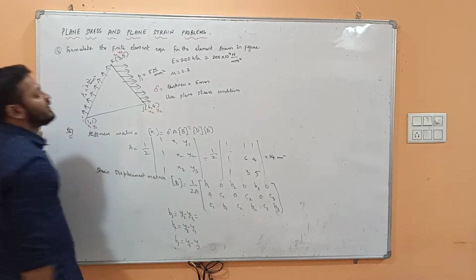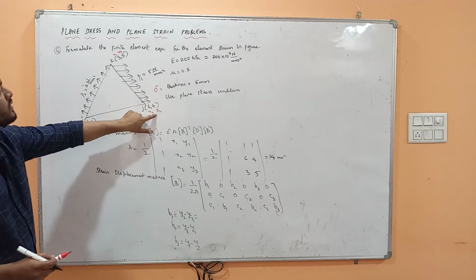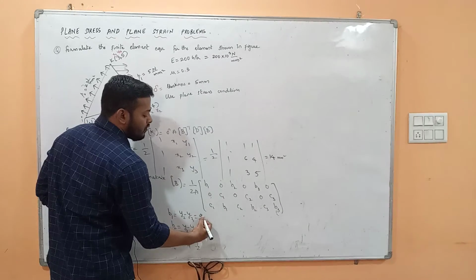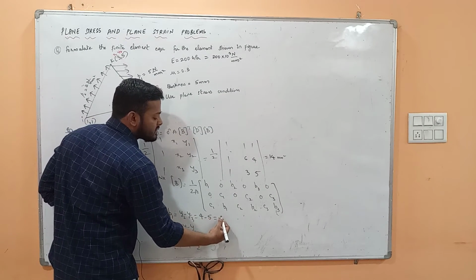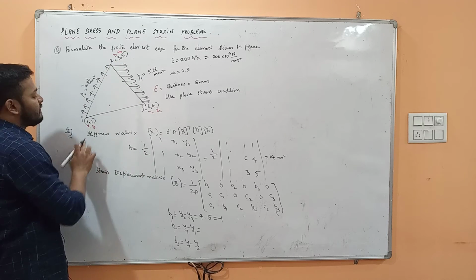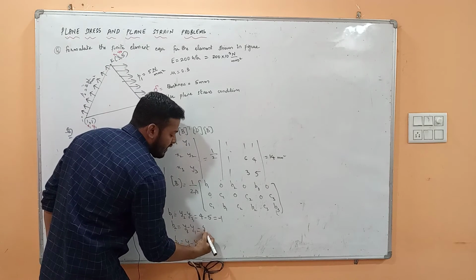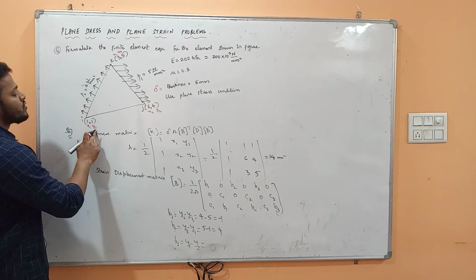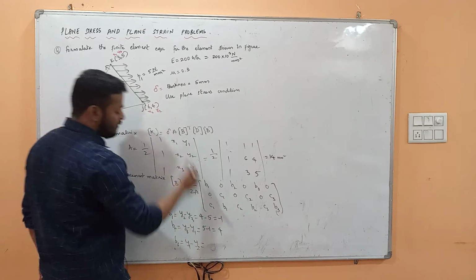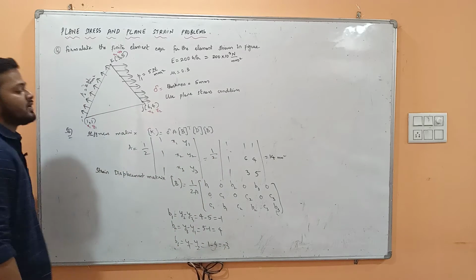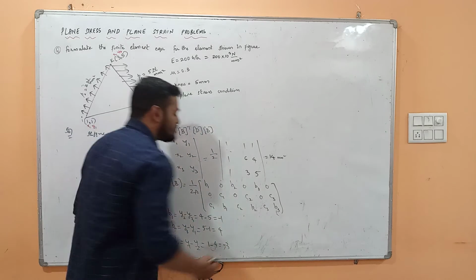So Y2 minus Y3. Y2 is 4, Y3 is 5. So 4 minus 5 is minus 1. Y3 minus Y1. Y3 is 5, Y1 is 1. So 5 minus 1 is 4. Y1 minus Y2. So 1 minus 4 is minus 3. Okay.